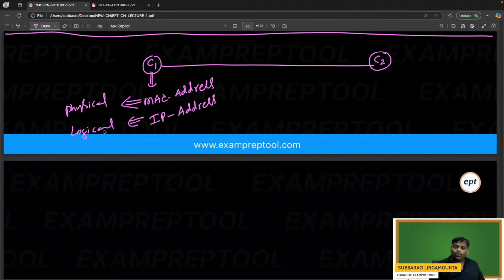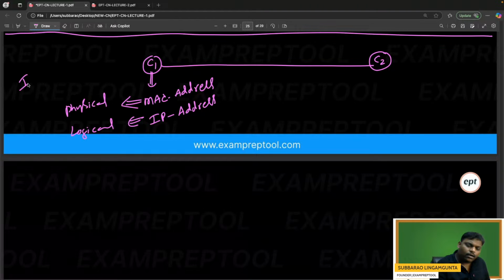Every computer has a MAC address, whether you connect to the internet or not, it doesn't matter. Those computers which are connected to the internet, which are part of the internet, are connected with the IP address. So: physical address, logical address.